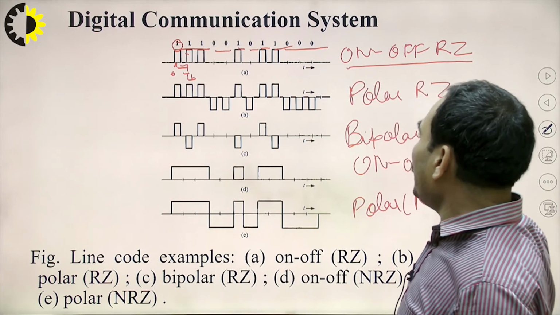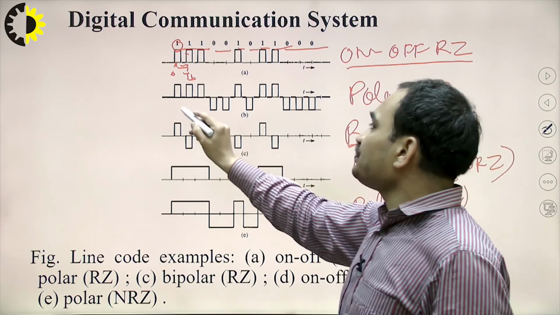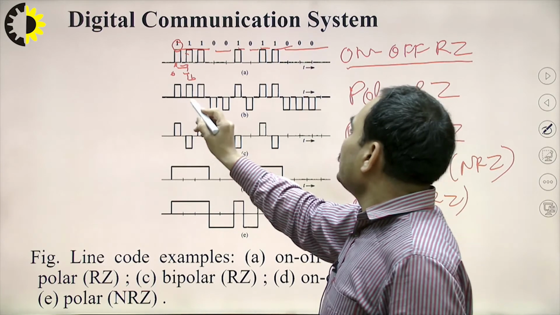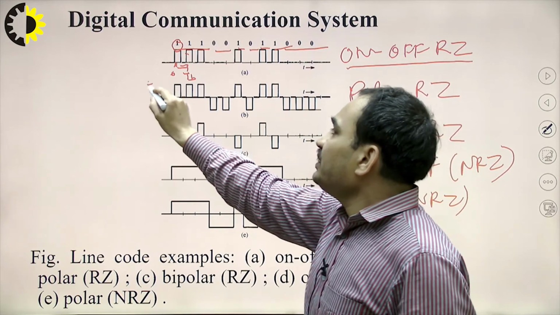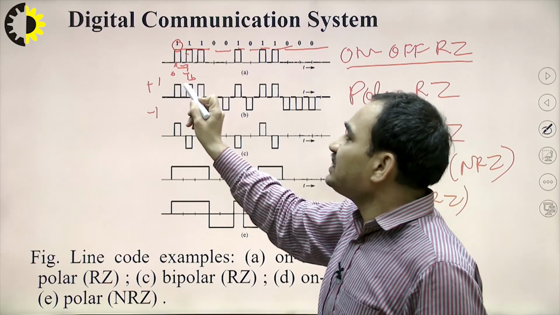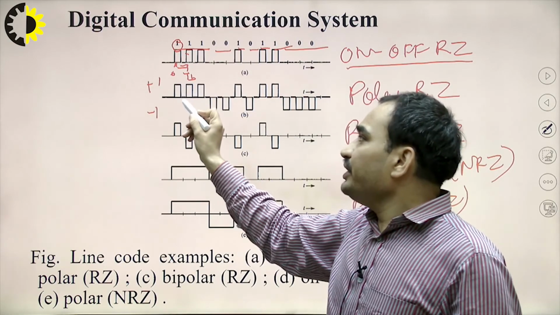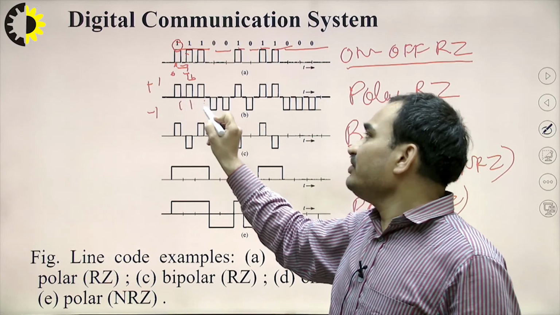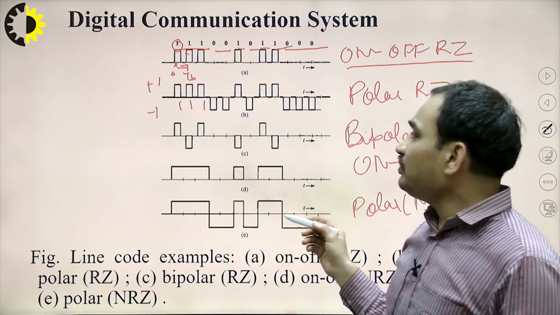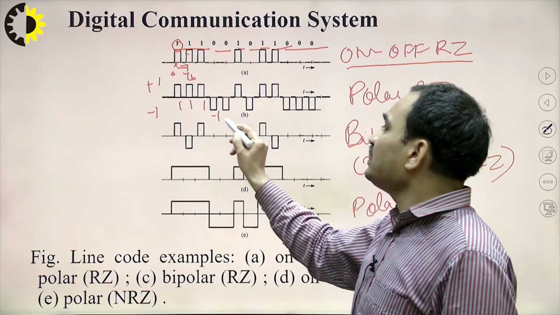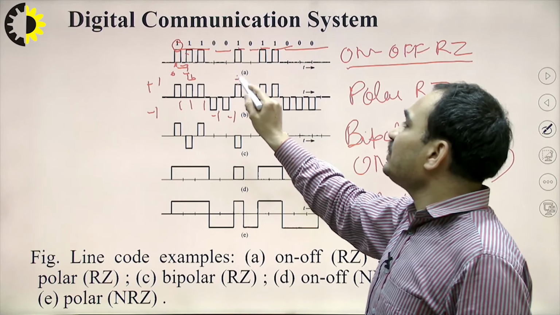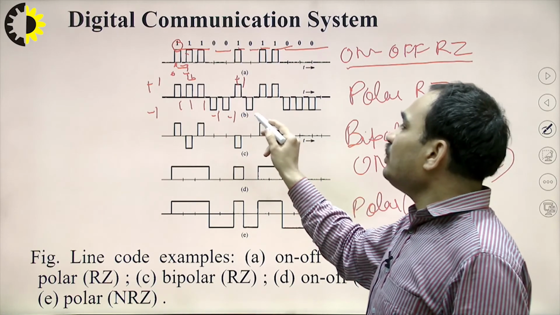In polar RZ, the bits are given by +1 and -1. If we have 1, it is given as +1 for half bit duration. 0 is represented by -1 for the half bit duration. Then again we have 0, -1. Then again we have 1, +1 for half bit, then 0, -1.